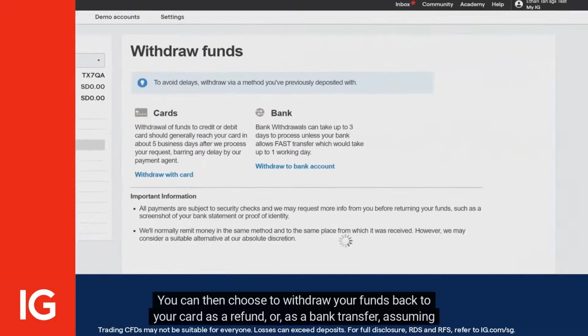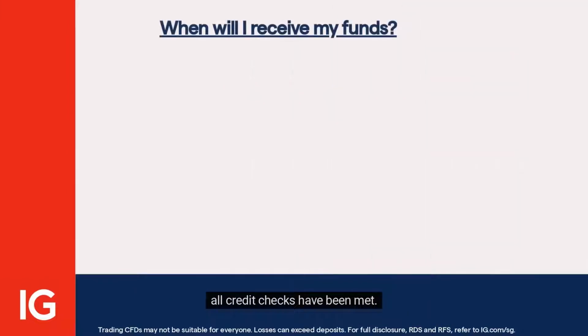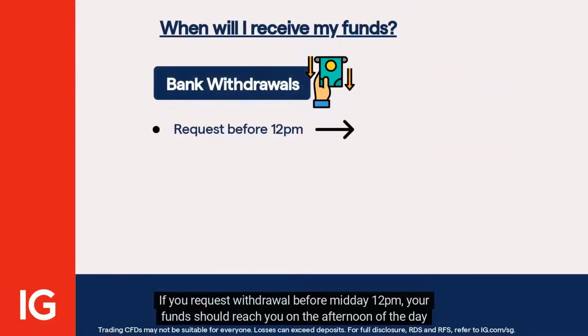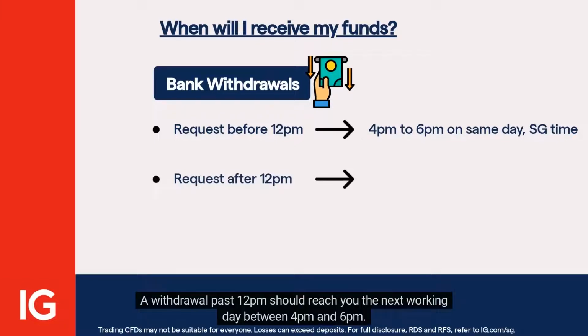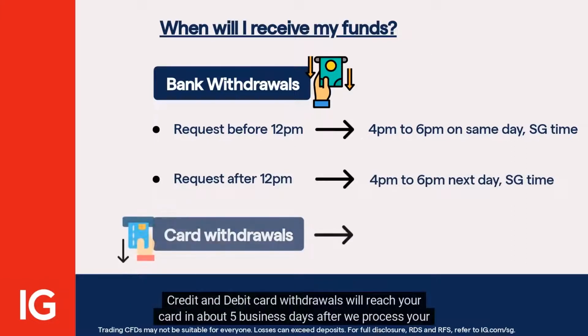You can then choose to withdraw your funds back to your card as a refund or as a bank transfer, assuming all credit checks have been met. If you request withdrawal before midday 12 p.m., your funds should reach you on the afternoon of the day you withdrew, between 4 p.m. and 6 p.m. Singapore time. A withdrawal past 12 p.m. should reach you the next working day between 4 p.m. and 6 p.m. Credit and debit card withdrawals will reach your card in about 5 business days after we process your request.